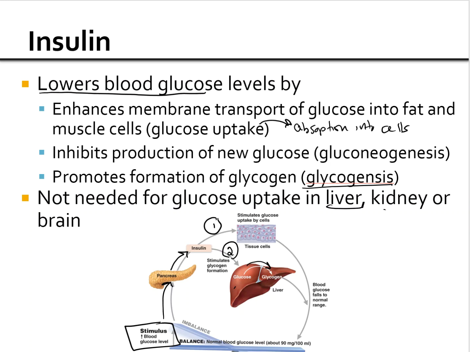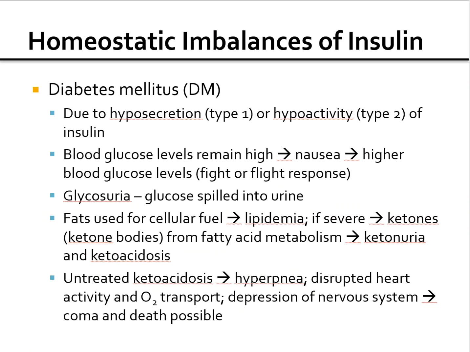Okay. Now, insulin isn't needed for every single tissue in the body. The liver, the kidney, and the brain can actually function independent of insulin. They can work just fine, or glucose can get into those cells just fine in the absence of insulin. Okay. So one homeostatic imbalance that many of you have probably heard of is diabetes mellitus.